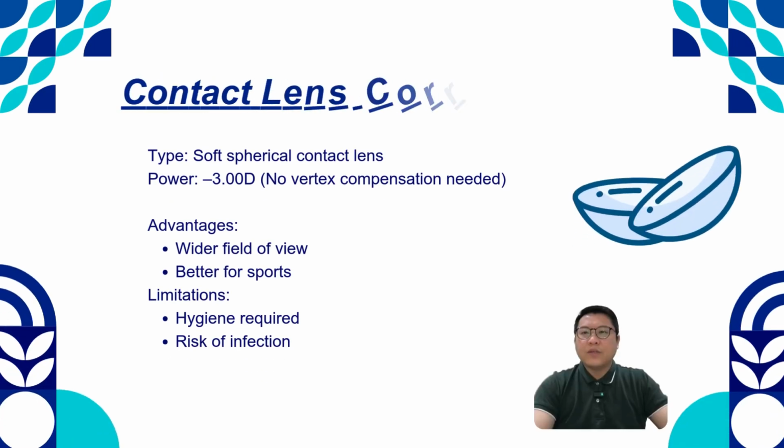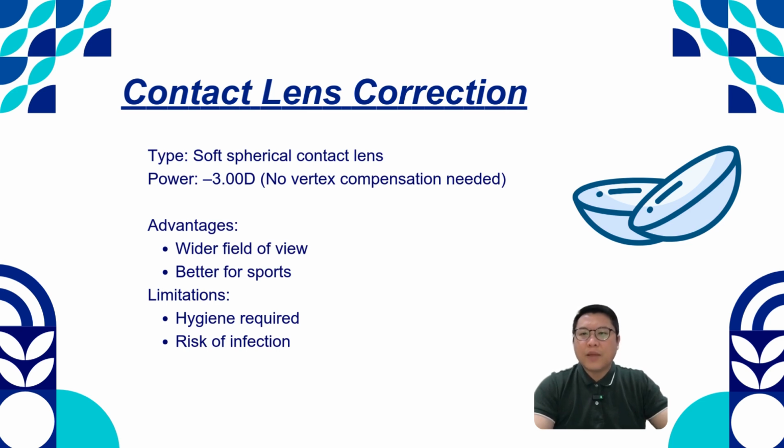A secondary correction option is soft spherical contact lenses, also prescribed at -3 diopter. Since the refractive error is below -4 diopter, vertex distance compensation is not required. Contact lenses offer a wider field of view, better peripheral clarity, and greater convenience for sport or physical activity. However, they require strict attention to hygiene to avoid complications such as microbial keratitis because of the need for proper cleaning and care. Not all patients may be suitable candidates for daily contact lens wear.